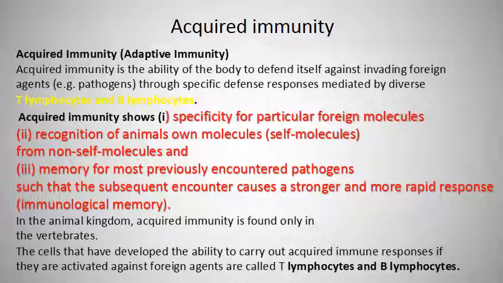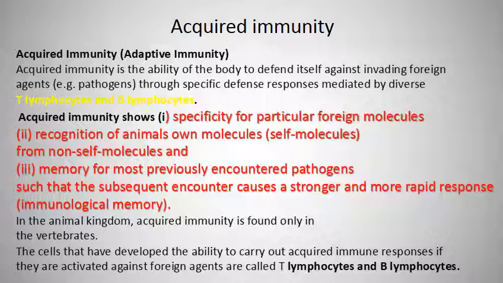Recognition of the animal's own molecules from non-self and memory for previously encountered pathogens, so that a subsequent encounter causes a stronger and more rapid response, which is also called immunological memory. We'll come to this in detail. So in the animal kingdom, acquired immunity is found only in the vertebrates. The cells that have developed the ability to carry out acquired immune responses, if they are activated against foreign agents, are the T lymphocytes and the B lymphocytes.